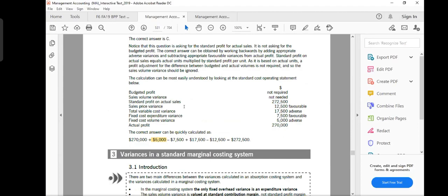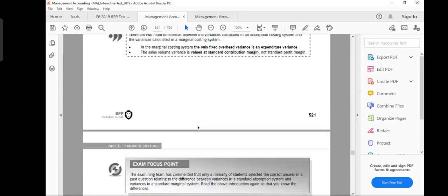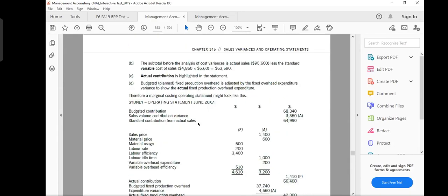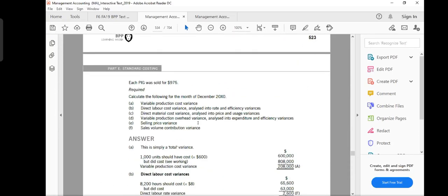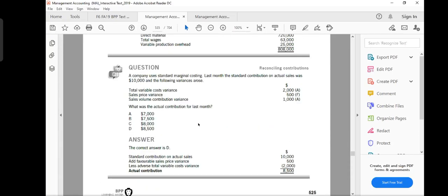So in marginal costing statement, fixed costs are always ignored. For example, we see one short question, and then I'll explain. A company uses standard marginal costing. Last month, the standard contribution on actual sales was $10,000, and the following variances arose. Variable cost variance 2,000 adverse, sales price variance 500 adverse, and sales volume contribution variance $1,000 adverse. So what was the actual contribution for last month?